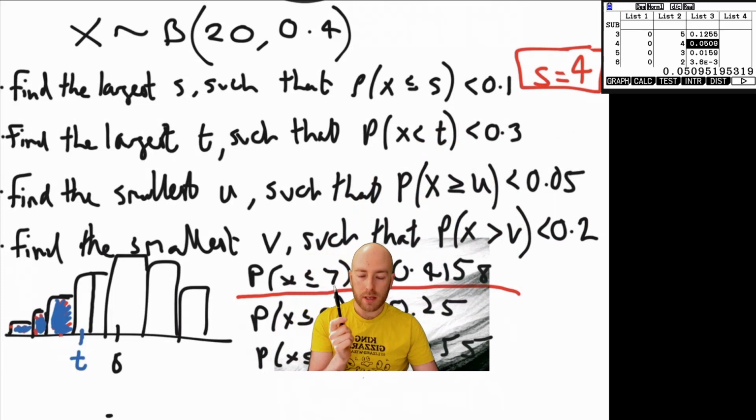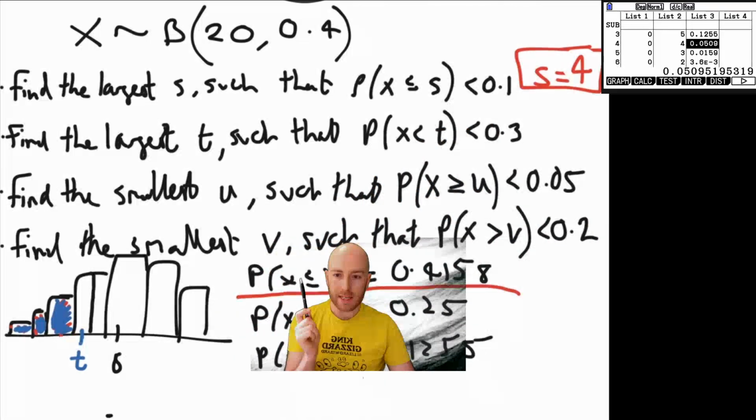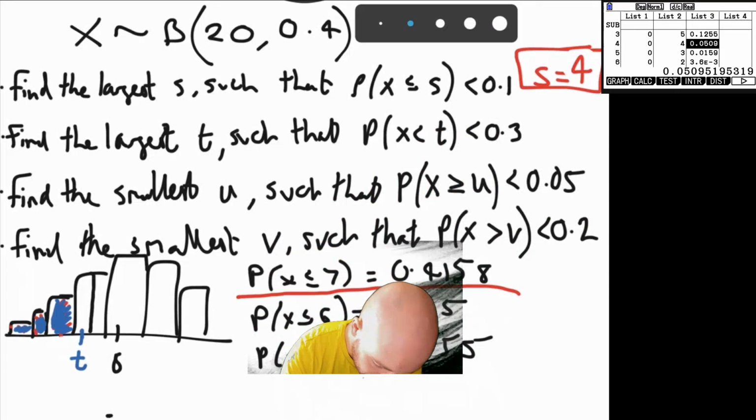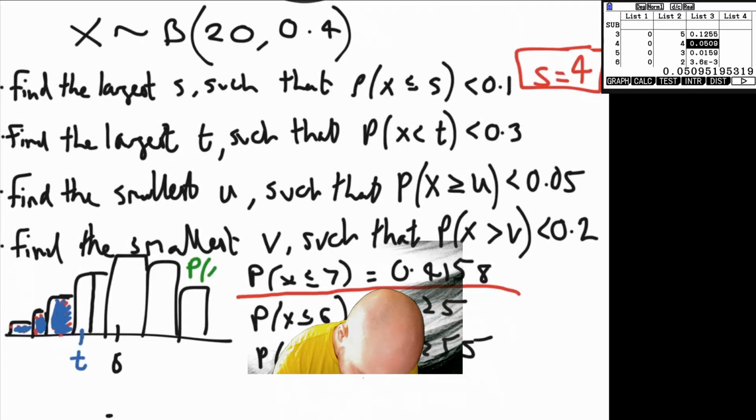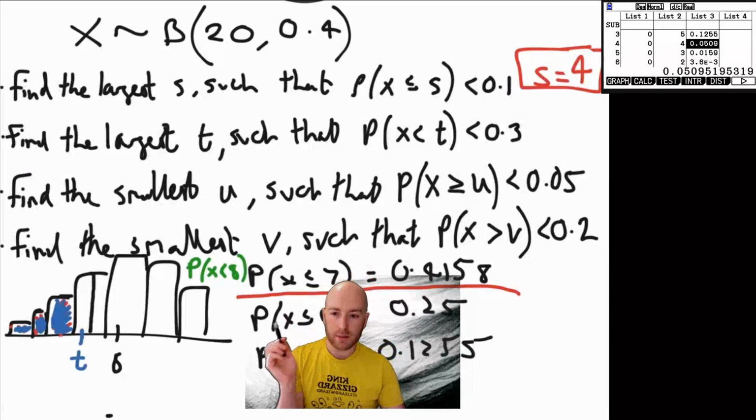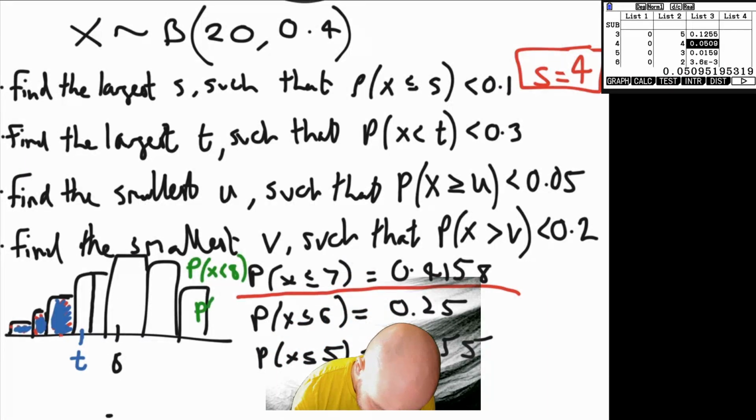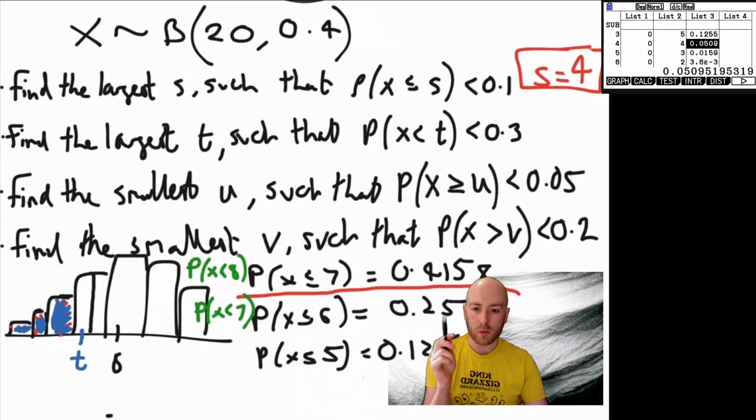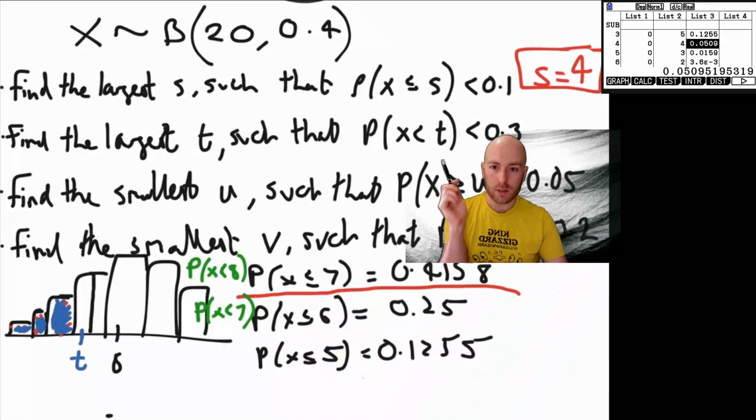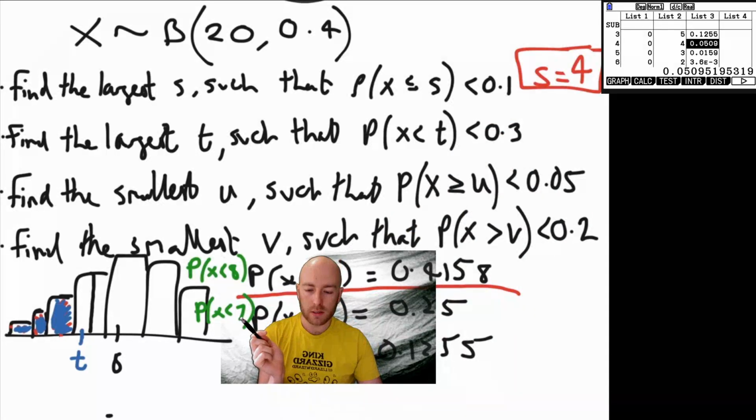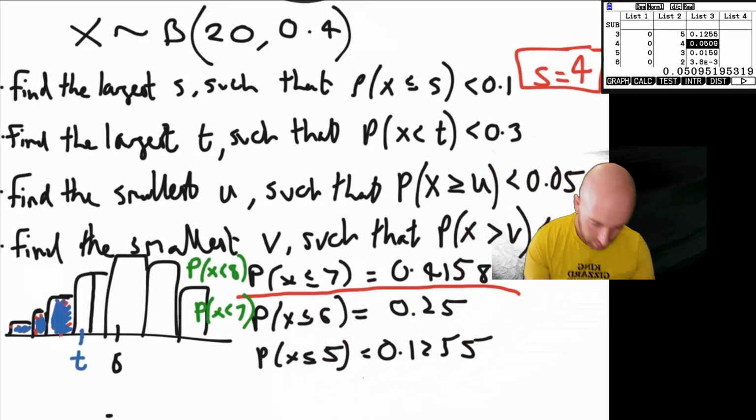Less than or equal to 7 is the same as less than 8. So I'm going to write that in a different colour. This one here is probability x is less than 8. Next one down, less than or equal to 6 is actually the probability x is less than 7. So this is the one we wanted. So t is going to be 7 for this one here.